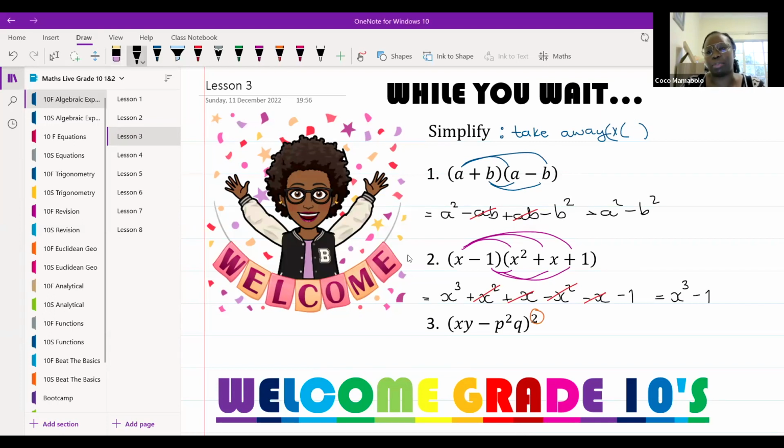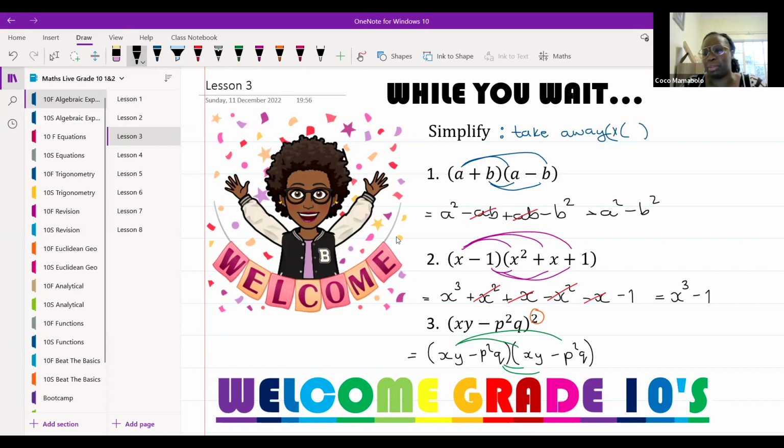We're going to rewrite this bracket twice. So I'm going to write xy minus p squared q. And I'm going to open another bracket and I'm going to write xy minus p squared q. All right, and then we're just going to do the same thing. We're going to do FOIL again. Right, so we're going to do first and outer and inner and last.